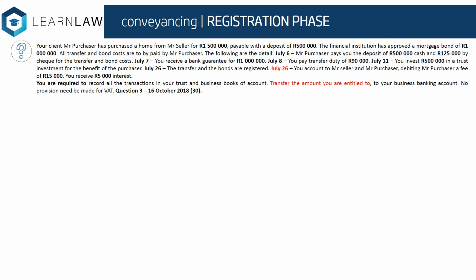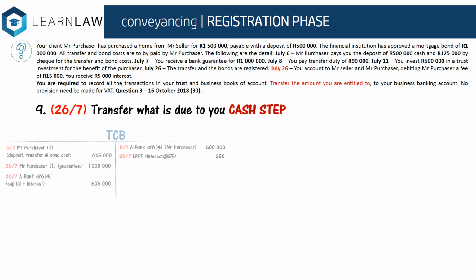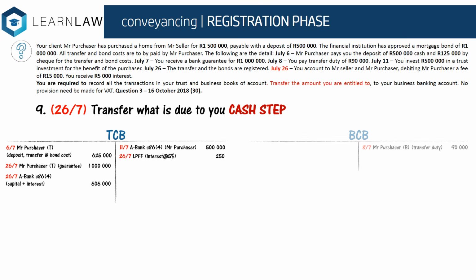Next, we need to transfer the actual cash amount. Remember that this is also called the cash step. For this transaction, we require the trust bank account and the business bank account. This is a cash transaction, so there is no need to record the transaction in a journal first. We credit the TCB with 105,000 Rand and debit the BCB with 105,000 Rand. Since the list of transactions does not contain any other business transactions, we can close off the BCB.